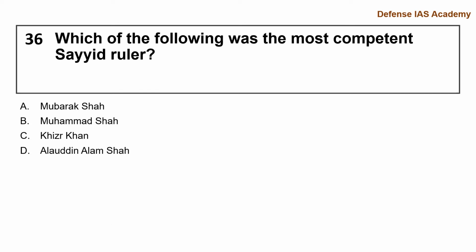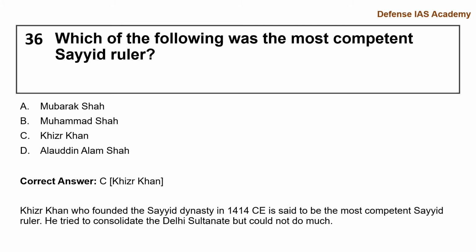Question number 36. Which of the following was the most competent Sayyid ruler? The correct answer is Khizr Khan. Khizr Khan, who founded the Sayyid dynasty in 1414 CE, is said to be the most competent Sayyid ruler. He tried to consolidate the Delhi Sultanate but couldn't do much. So, the most competent Sayyid ruler was Khizr Khan.